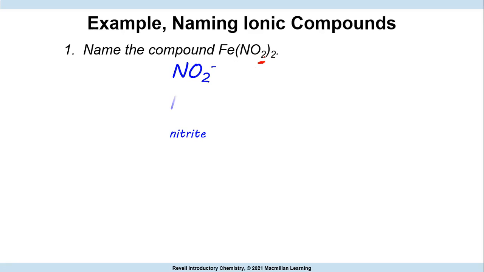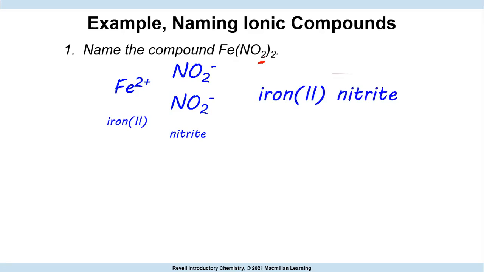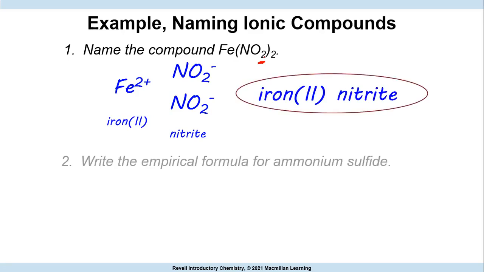Now we are going to need 2 of the nitrite as shown by the formula, and for iron it means that we have iron 2+. So the name of the compound is going to be iron(II) nitrite. That is the complete name, iron(II) nitrite. Now let's look at a second example.